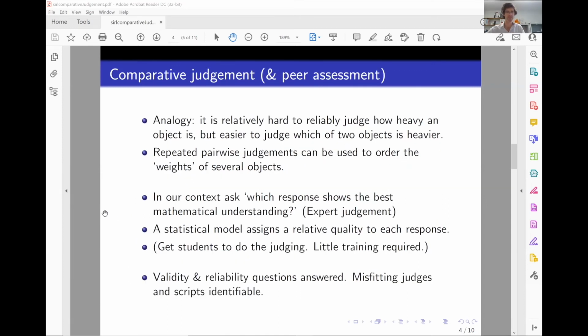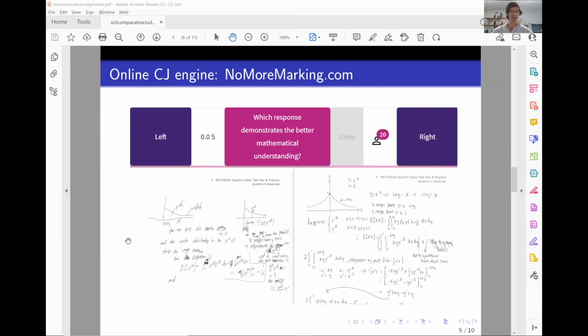I'm not going to say much about the comparative judgment part here. We just compare pairs of responses and say which one's better, as opposed to trying to look at the absolute quality. And we have a statistical model sitting behind it. So my explanation, I suppose, might be a little bit different. I would talk about a Bradley-Terry model rather than a sorting algorithm, but the output is essentially the same in the end. And so here's the online comparative judgment engine that I have used.